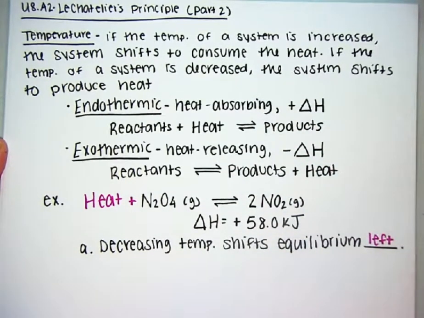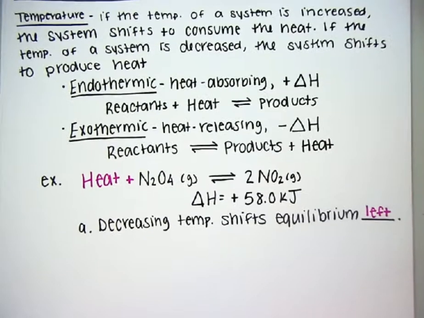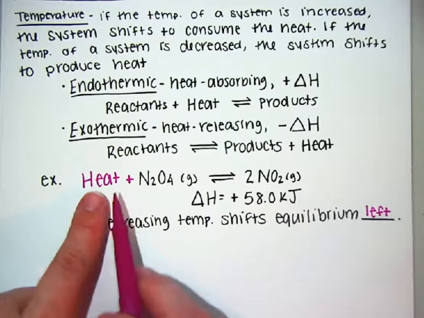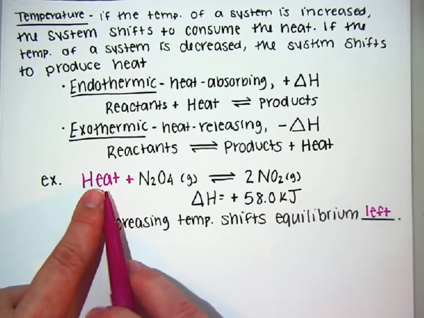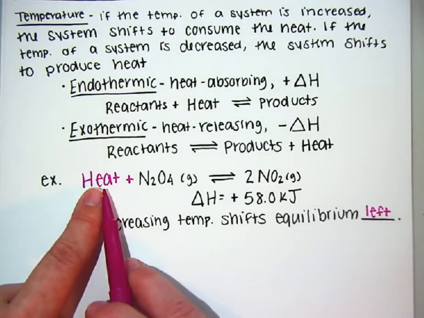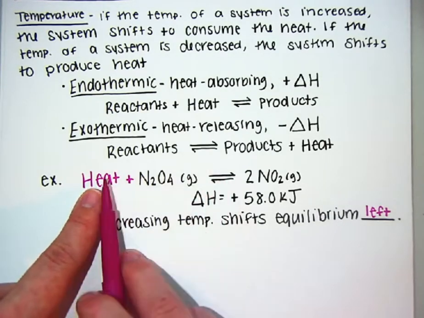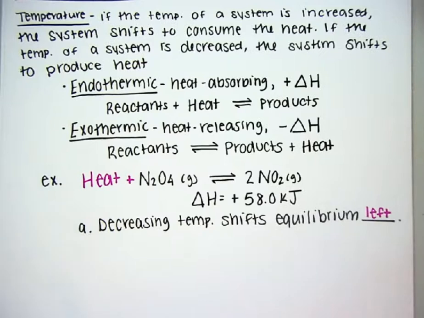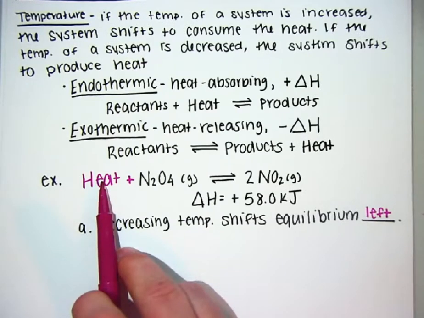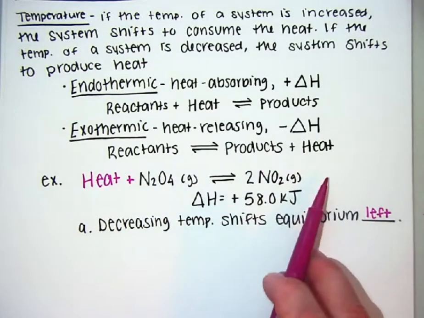Do you remember that little saying that we had for concentration? When you add, it shifts away. When you subtract, it stays. You could use that same saying for temperature. If I decrease temperature or I'm subtracting heat, equilibrium stays on the side that heat is on. So it's going to shift to the left because heat is on the left. If I were to add heat, it's going to shift away.